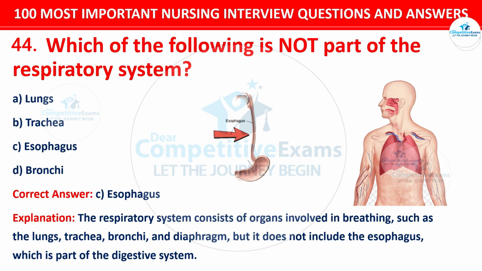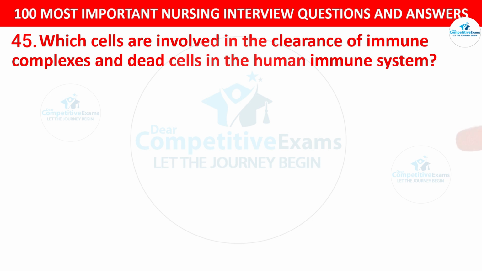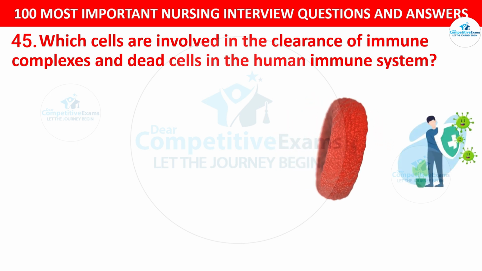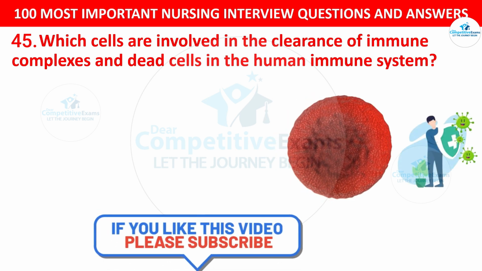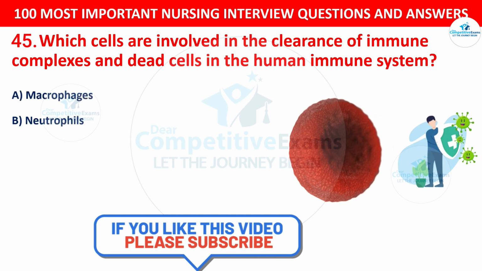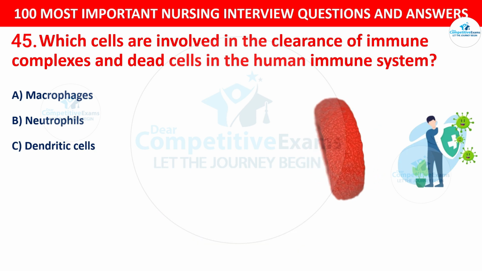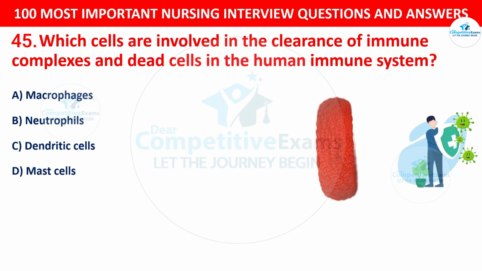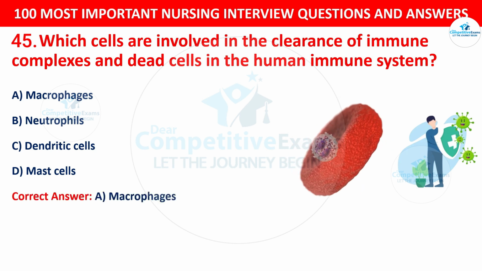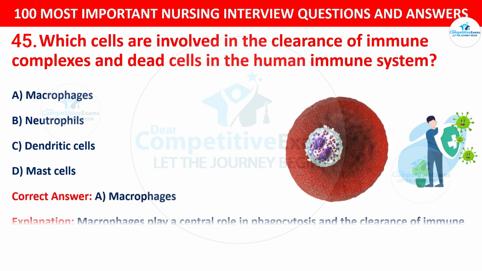Question number 45. Which cells are involved in the clearance of immune complexes and dead cells in the human immune system? Your options are macrophages, neutrophils, dendritic cells, or mast cells. The correct answer is A, that is macrophages.